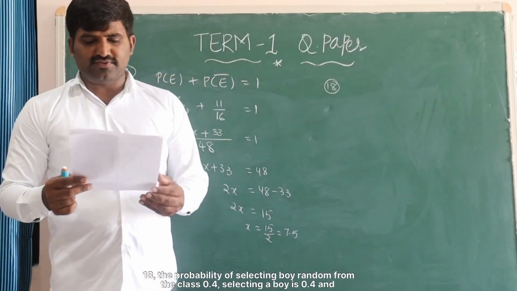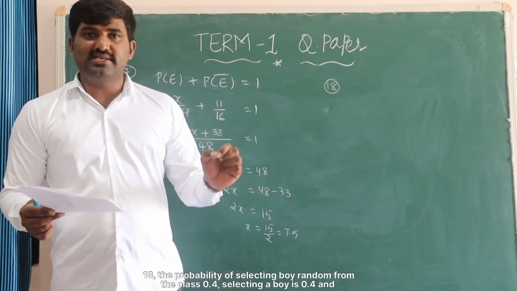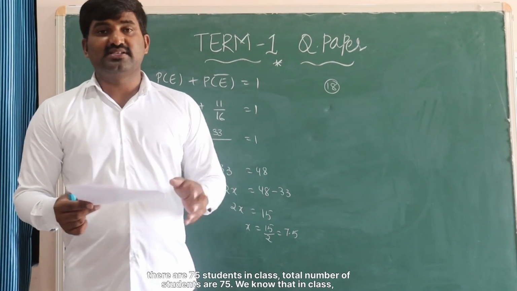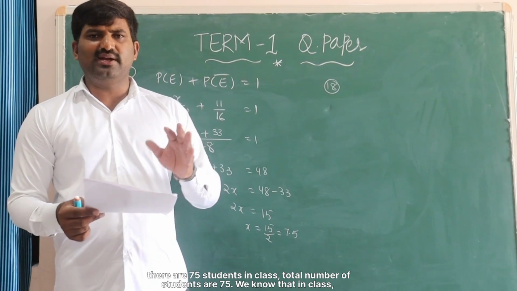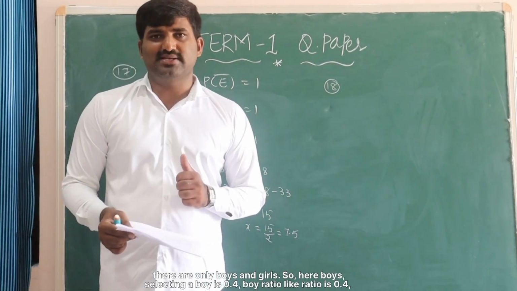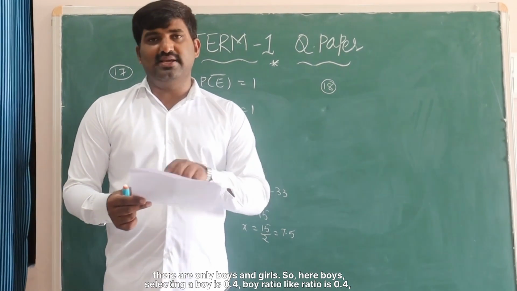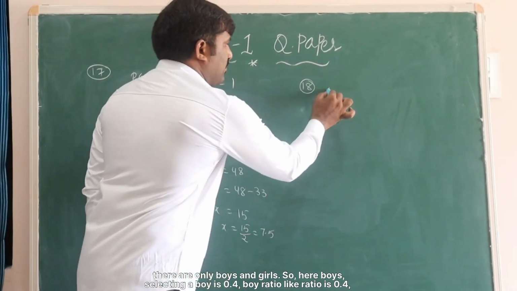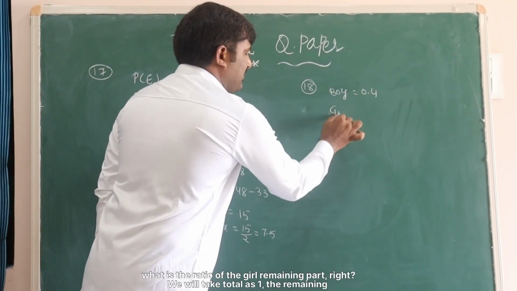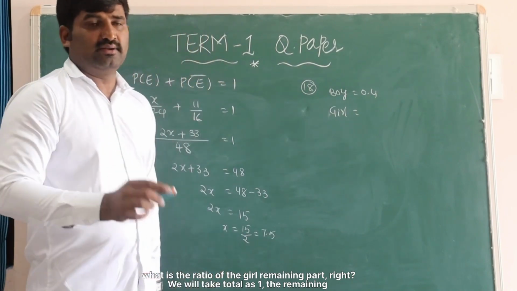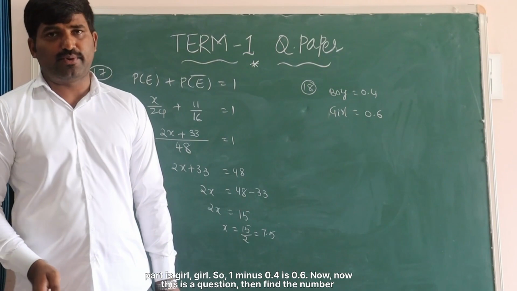The probability of selecting a boy at random from the class is 0.4, and there are 75 students in the class. The total number of students is 75. We know that in a class there are only boys and girls. So selecting a boy is 0.4. What is the ratio of the girls? The remaining part, right? We will take the total as 1. The remaining part is girls. So 1 minus 0.4 is 0.6.